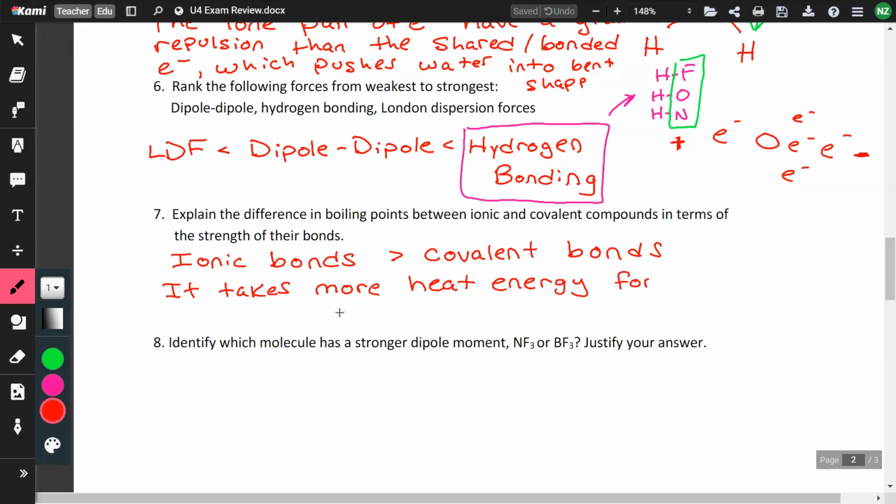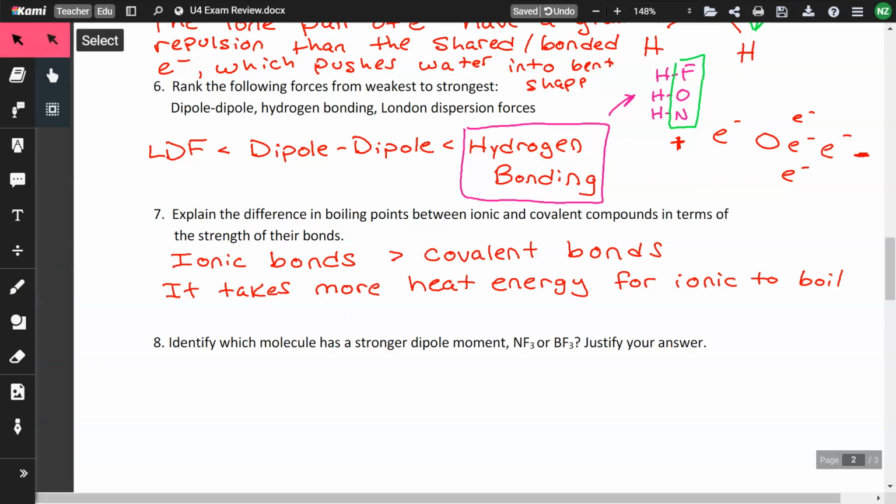For ionic to boil. So, obviously, if it takes more heat energy, the boiling point is going to be higher.